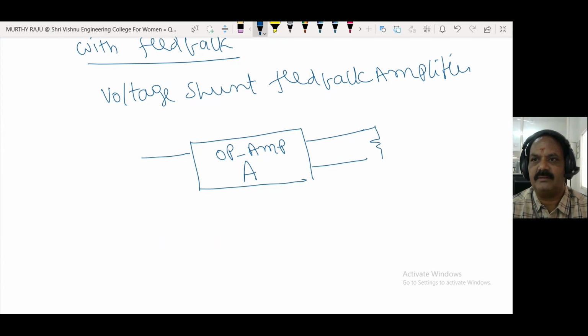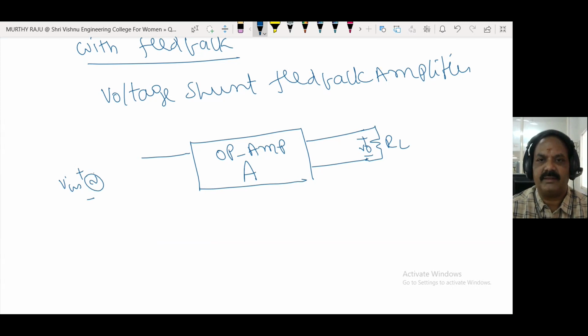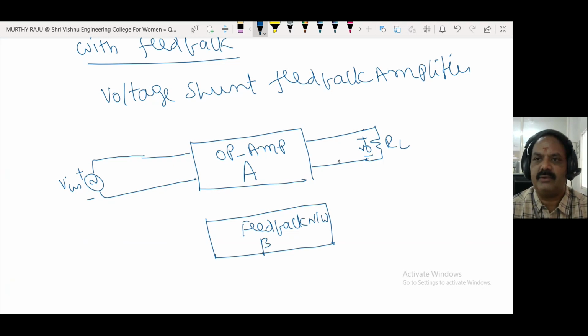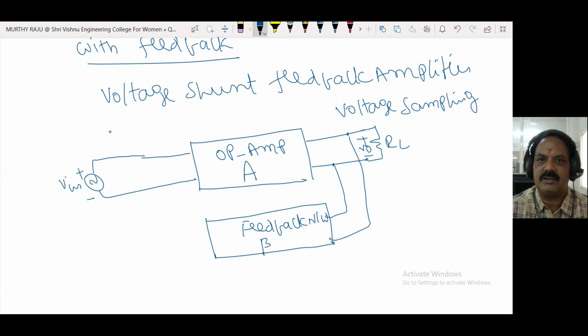Load resistance RL is connected, V naught is the output. Here V in is connected. This one is the feedback network. Here we use voltage sampling, and shunt mixing.